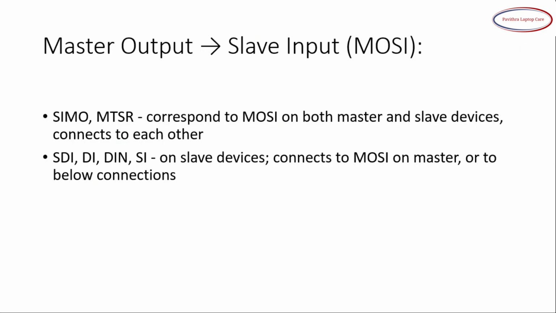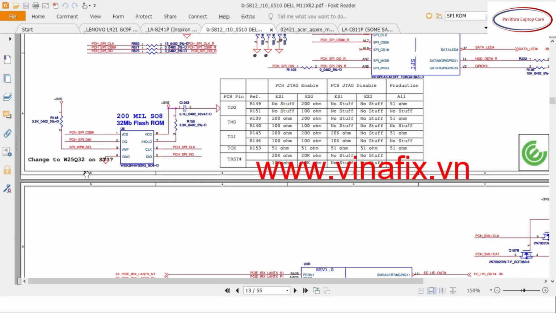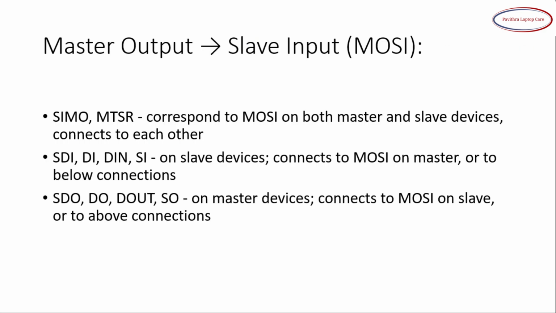DIO, DI. Okay, DI, DO, DO, DI. These are the common names. It's a data input and data output. Slave devices, see, SDI, DI, DIN, SI on slave devices connects to MO, master out, slave in on master, or to below connections. SDO, DO, DOUT, SO on master devices connects to MOSI on slave or to above connections.